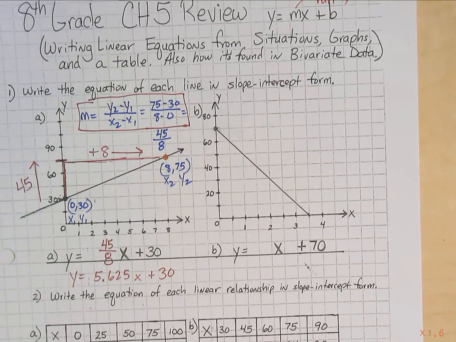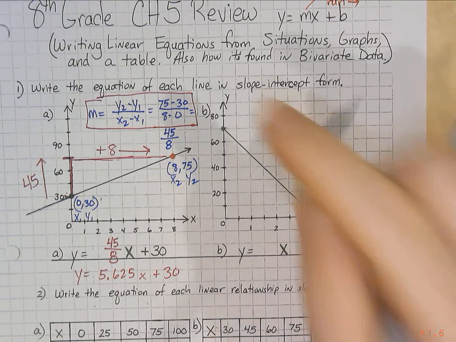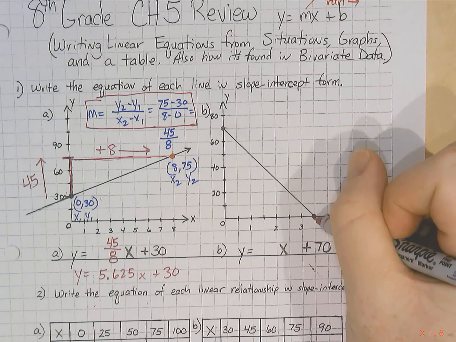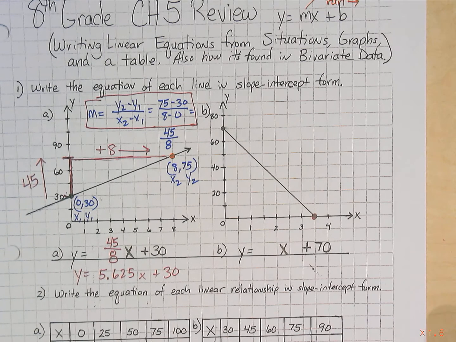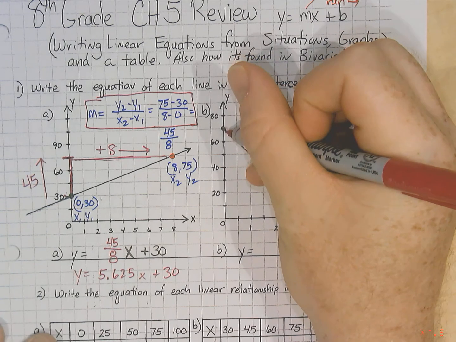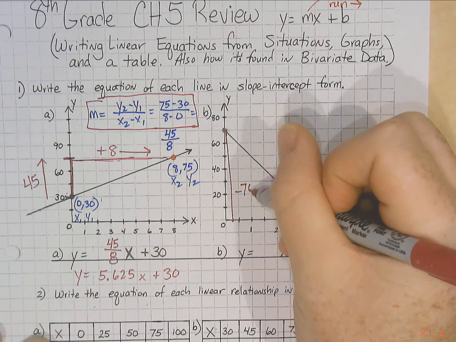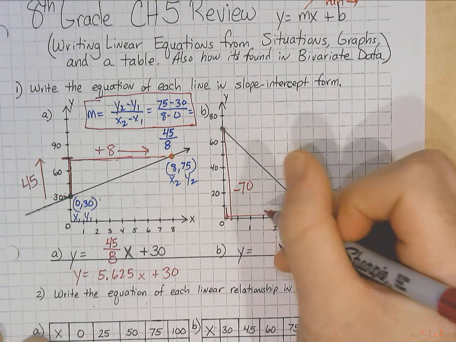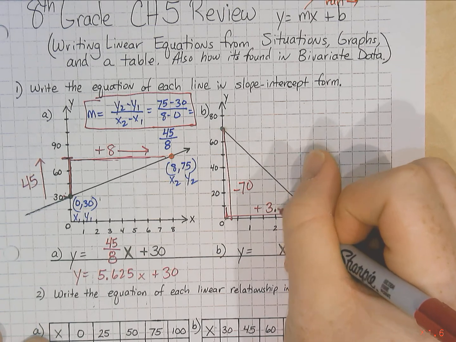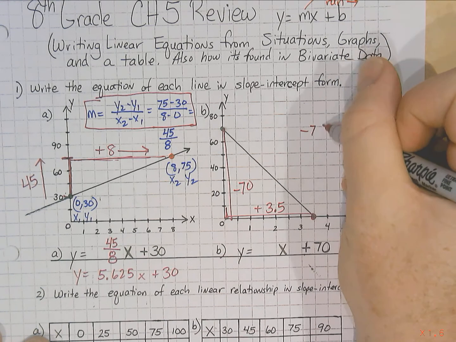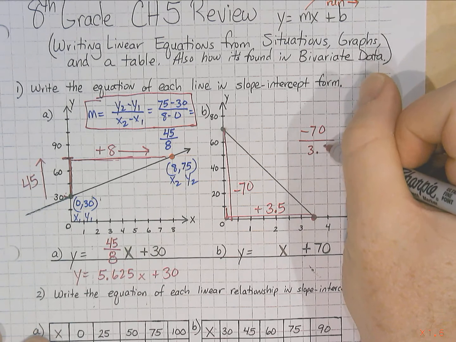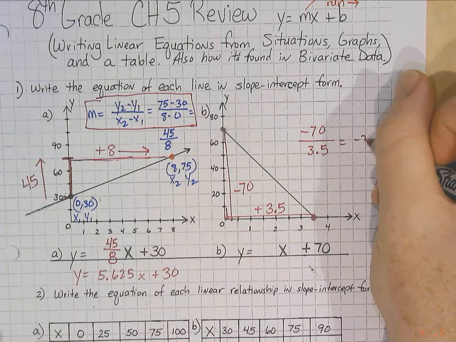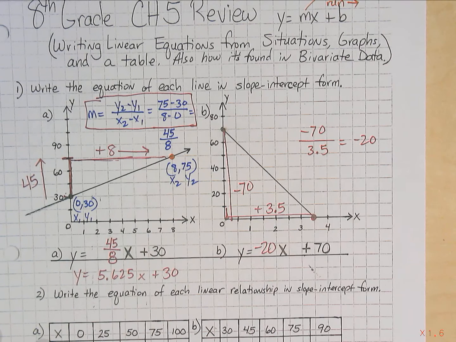All right, let's look at B. So starting point again is 70. I'm going to pick 2 points. I'm going to pick this point, and I'm going to pick this point. Those are probably the easiest 2 points to pick. If you start at 70 and you go down to 0, that's a drop of 70. If you go from 0 all the way to 3.5, that's a run of 3.5. So the rise is negative 70. The run is 3.5. You divide the top by the bottom, because it goes evenly, it's going to be negative 20. So it's going to be negative 20x plus 70. That's your equation.